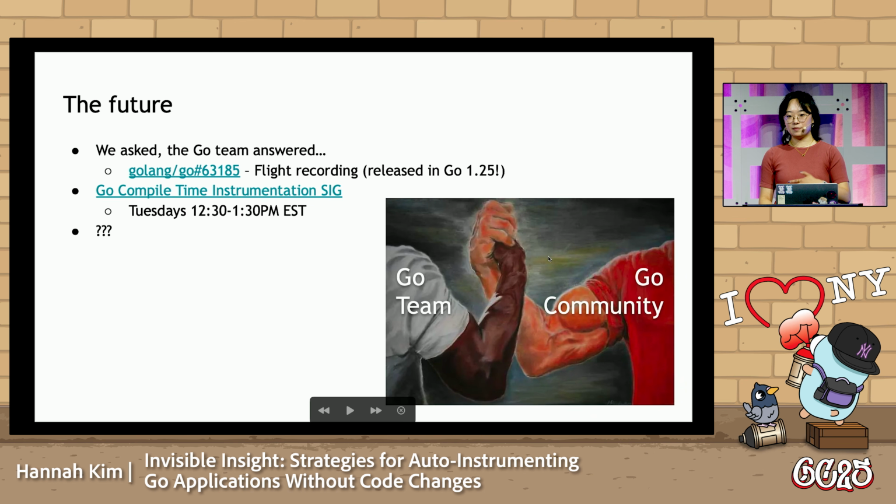And finally, the future is still very broad. All of these things that are happening, flight recording, the compile time instrumentation SIG, they're all happening right now. And it's up to all of us at GopherCon and all of the Go communities across the world to continue working on this and see where we can go. A lot of these things are open source, for example, Datadog's Orchestrion. So go ahead, check it out, and maybe I'll see some of your PRs on there.